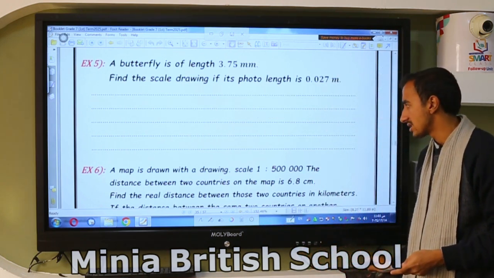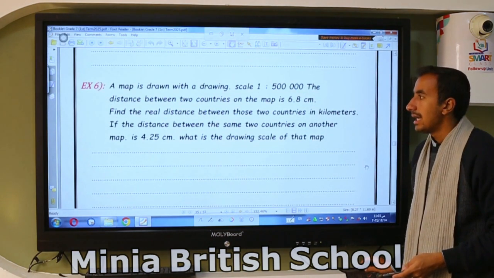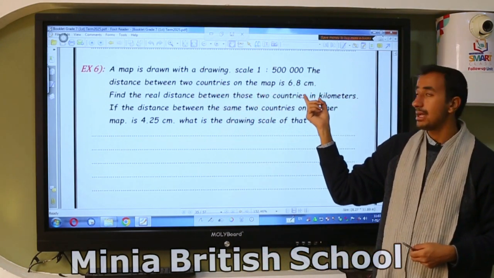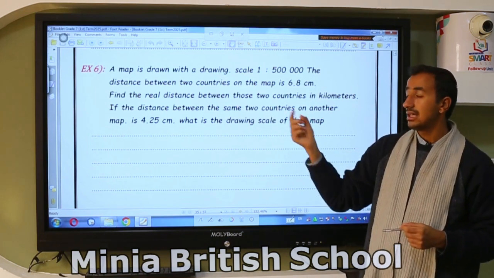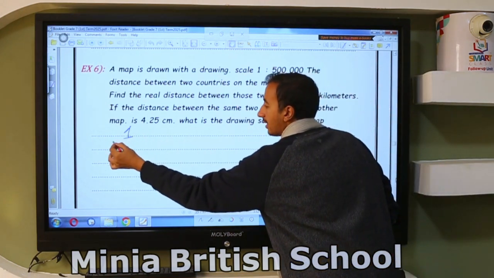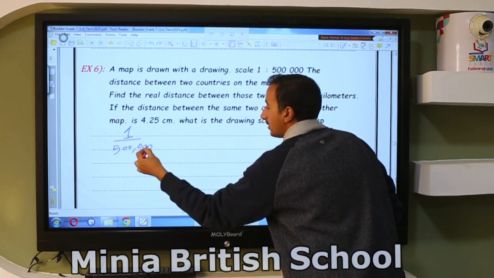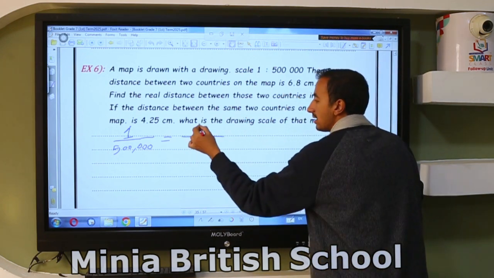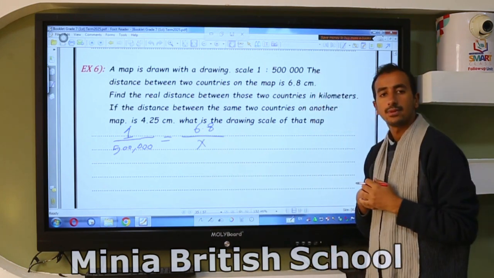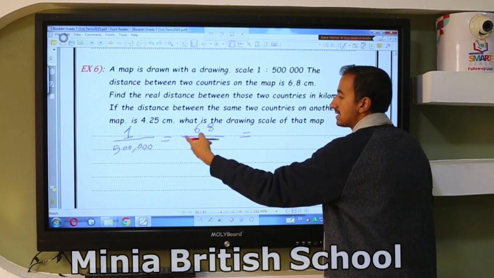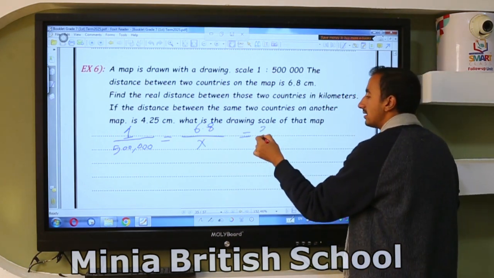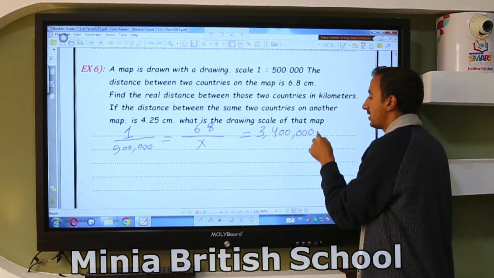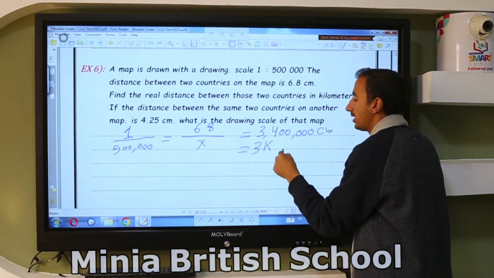Another exercise here, exercise number 6. A map is drawn with a drawing length scale 1 to 500,000. The distance between two countries on the map is 6.8 centimeter. What is the real distance? So I have here 1 to 500,000 equal length in drawing over real length, 6.8 over x. So x equals 500,000 times 6.8 equals 3,400,000 centimeter.